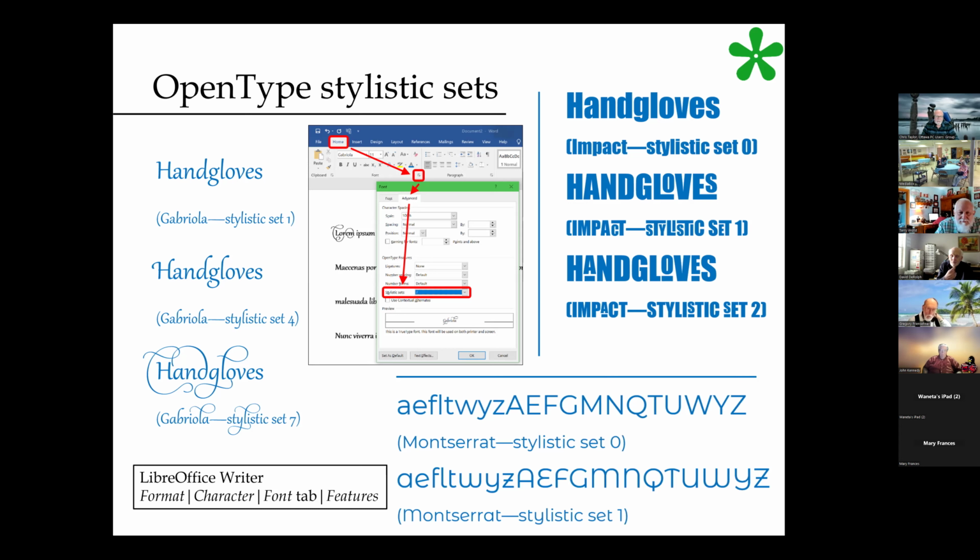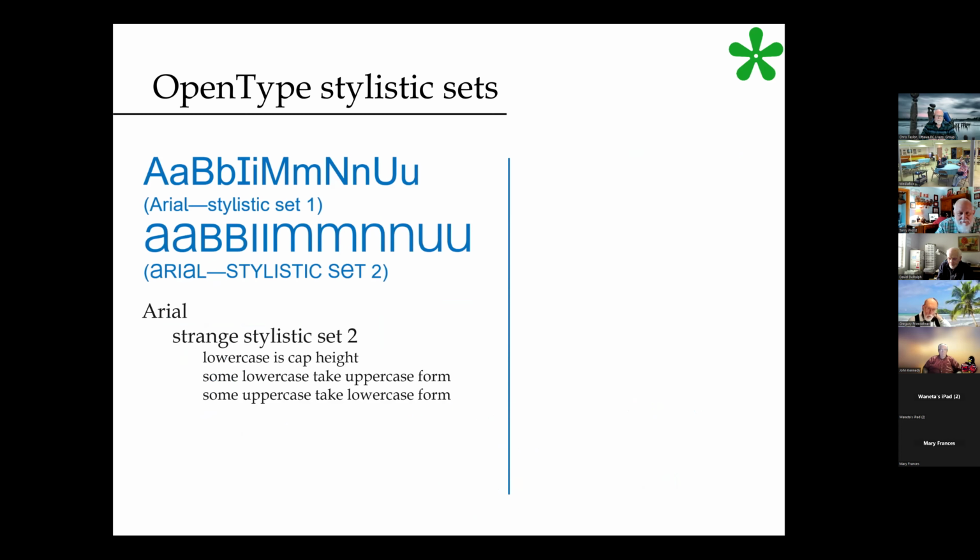Arial has a very strange stylistic set number 2. So here I put in the same characters, capital A, lowercase a, capital B, lowercase b, and so forth throughout the whole thing. Then I just changed the stylistic set, and look at what happened. The uppercase and lowercase a are identical and look like the lowercase a. On the other hand, the B, both of them look like they are uppercase B's, even though that's an uppercase B and a lowercase b. Very, very odd in the Arial stylistic set. I don't know if that was by mistake or what, but try it. It's the way it is.